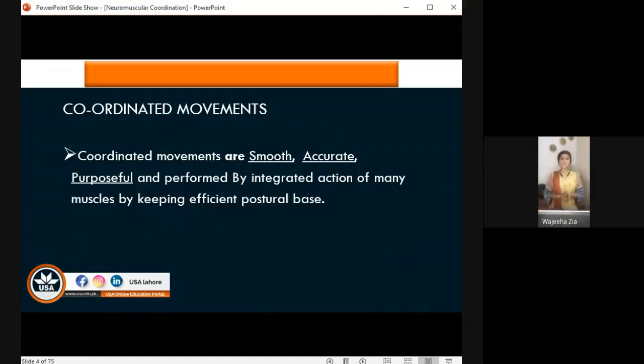For all these movements, the most important thing is the integrated action of many muscles. Eating rice is not only the function of the hand. It requires the function of the shoulder and elbow, and even the head muscles are involved to keep my face in the correct position. So all the integrated action of the muscles which keep the posture in the correct manner and produce smooth, accurate, and purposeful movements is known as coordinated movement.